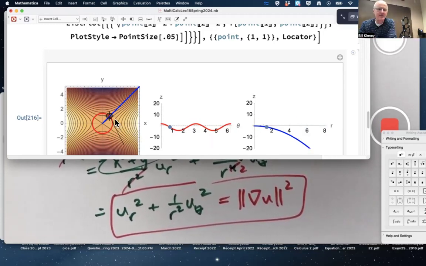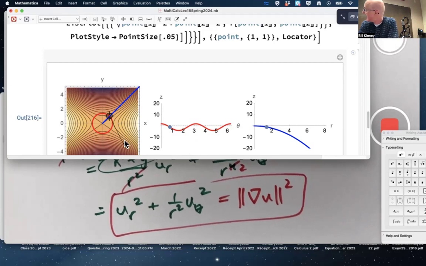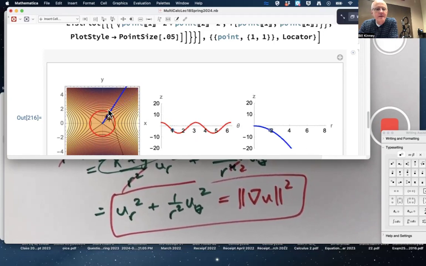I did plot the gradient vector here, though it's kind of hard to see. It's this black arrow at this point. You don't see the level curve at that point. I could move it to try to put it on a level curve more precisely. The gradient vector is perpendicular to this level curve here. It's pointing from dark to light at that point.